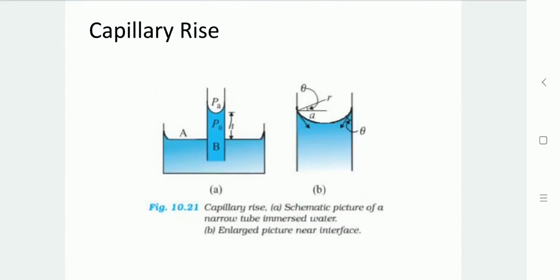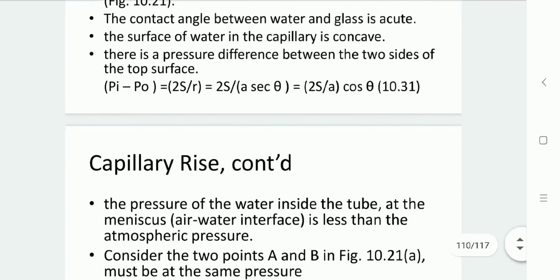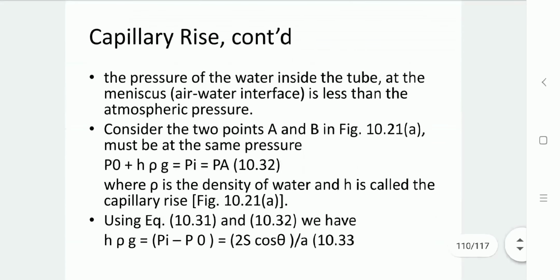That must be at the same pressure, that P0 plus pressure plus potential energy rho gh equal to Pi, that would be equal to atmospheric pressure Pa, where rho is the density of water and h is the height in capillary rise. So here we are able to get this equation. From both the above equations, h rho g equal to Pi minus Po equal to 2S cos theta by a. So here this capillary rise is due to the surface tension.